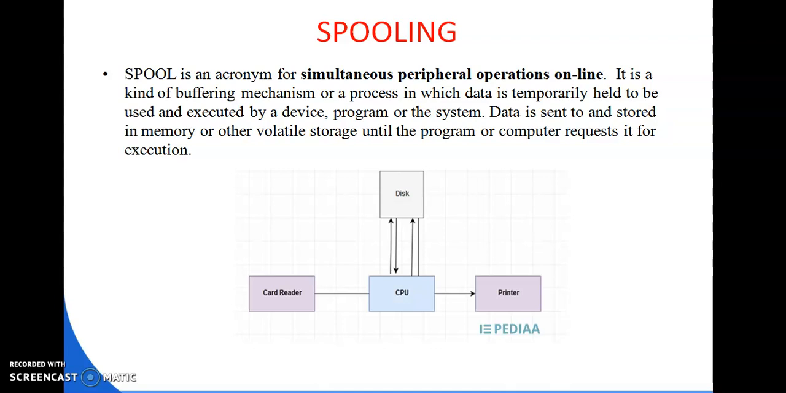Today I'm going to discuss spooling. Spool is an acronym for simultaneous peripheral operation online. It is a kind of buffering mechanism or a process in which data is temporarily held to be used and executed by a device, program or the system. Data is sent to and stored in the memory or other volatile storage until the program or computer requests it for execution.